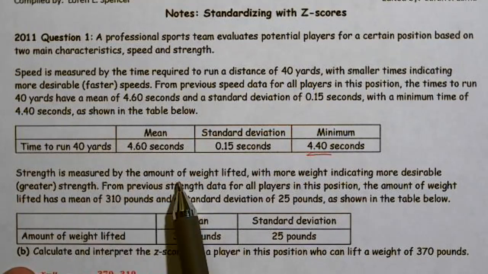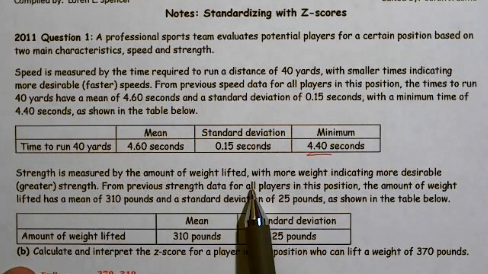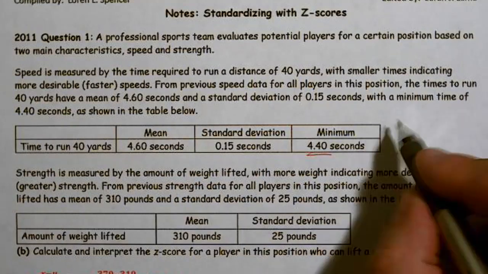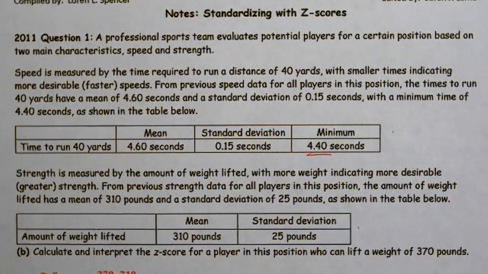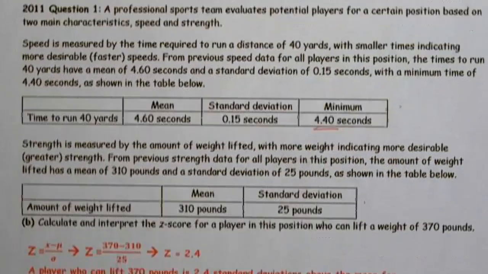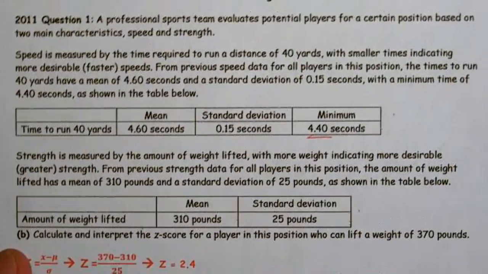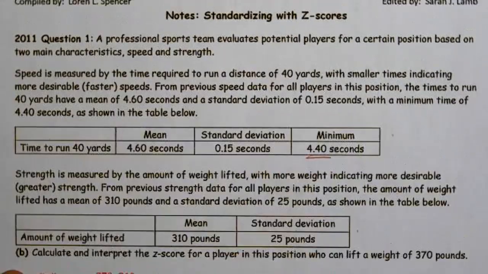Strength is measured by the amount of weight lifted, with more weight indicating more desirable or greater strength. So here we want small times and we want big strength. The amount of weight lifted has a mean of 310 pounds and a standard deviation of 25. Calculate and interpret the z-score for a player who can lift a weight of 370.